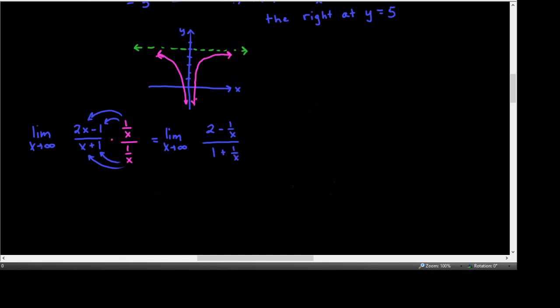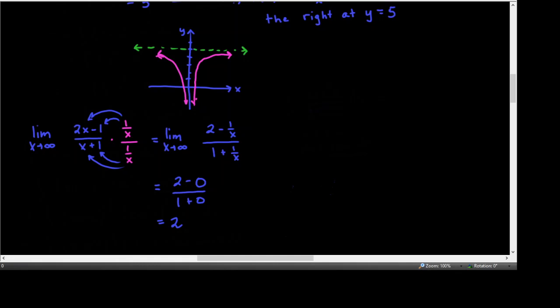And now we can utilize what we've learned before. The limit of the constant 2 is 2, minus the limit as x approaches infinity of a constant 1 over any positive power of x, and x to the first is 1, which is positive, so this qualifies. That fraction will go to 0. And likewise in the denominator, that will go to 1 plus 0. And so we get 2. So that allows you to find this value.